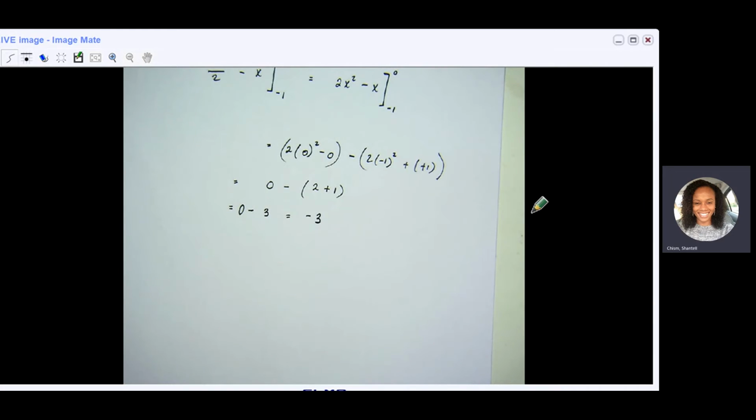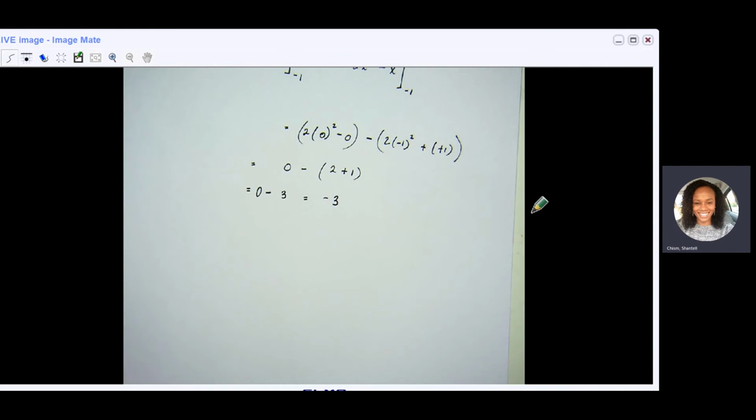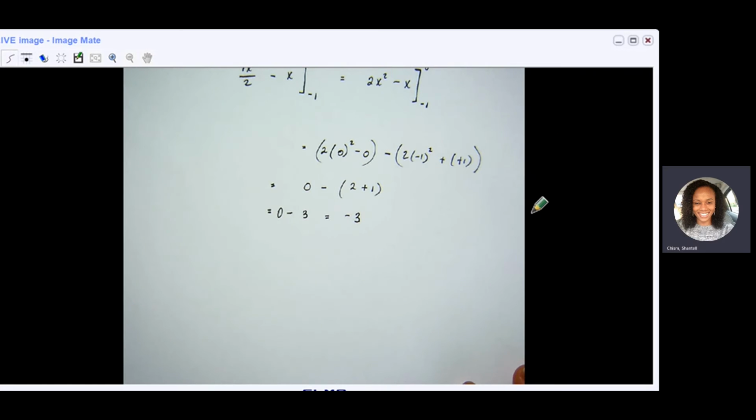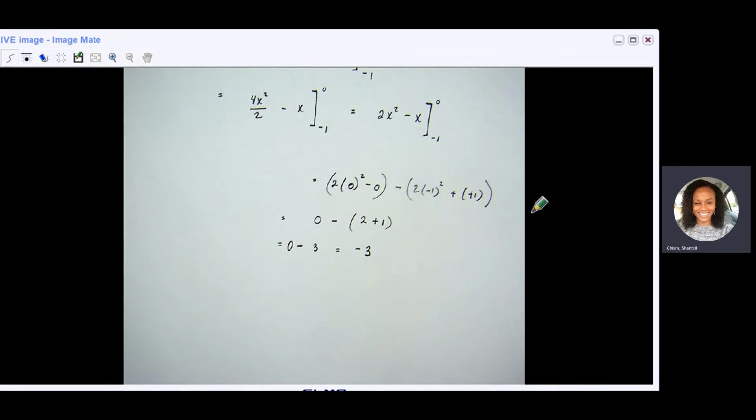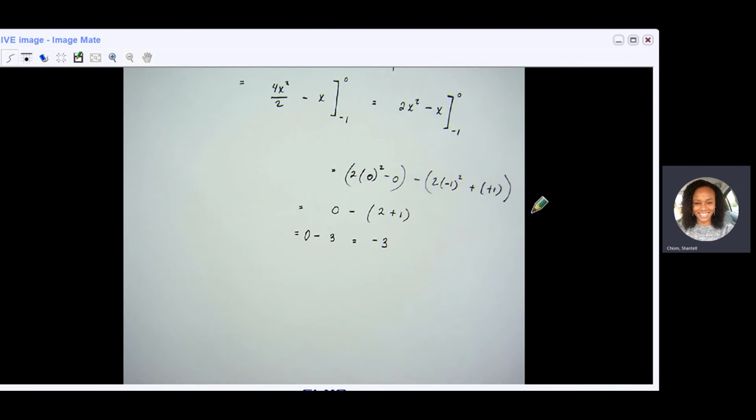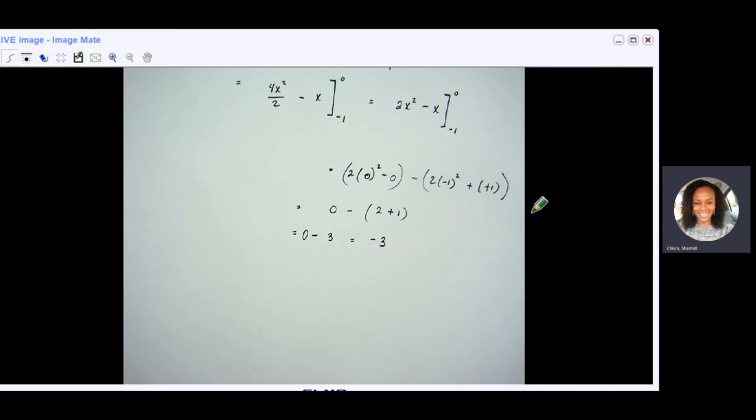Okay, a -3. Let's see what else we have. You can see how we just found the antiderivative of each term and then evaluated it. Pretty standard, pretty straightforward. Let's look at number 3 here.